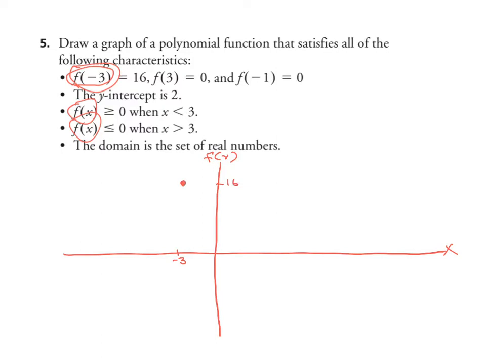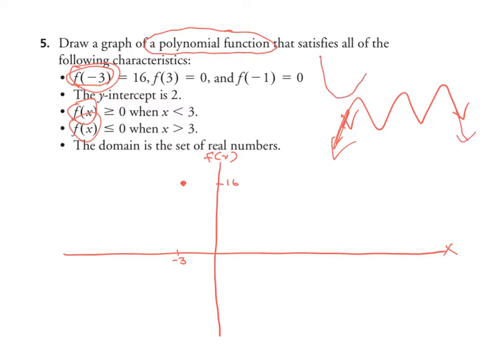But we also know that this is a polynomial function, which means it's going to look something like this, right? It's going to be smooth from left to right. When you get to the end, it's going to go down to negative infinity or go up to positive infinity, something of that nature. That's what polynomial functions do. f of 3 equals 0. That's down here. So I know it's got to go through both of those points.